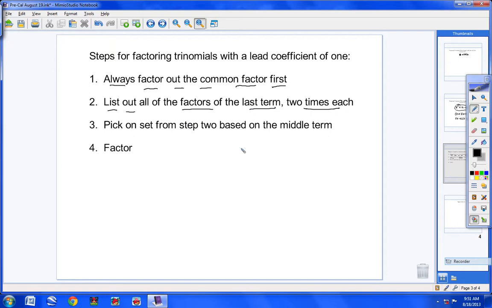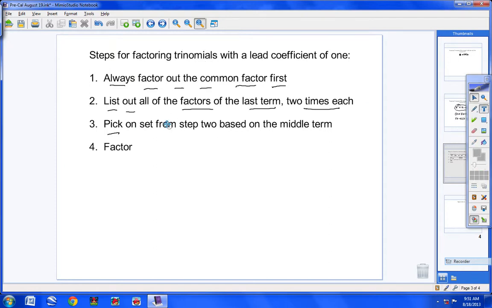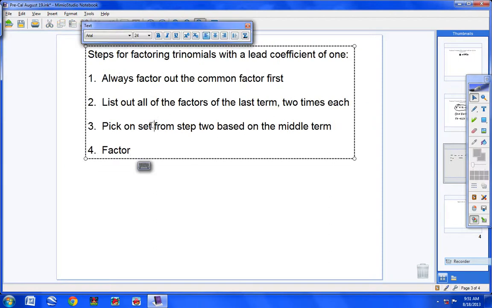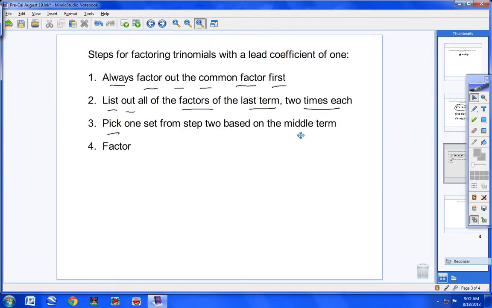I will explain all of this later. Right now it probably sounds like Greek. I'll go over this later. Step 3, pick, that says 3. And you know what? I'm going to fix that right now while I have time to. That should be 1. So pick, there we go. Sorry about that. Pick one set from step 2 based on the middle term. And then step 4, factor. Now I'm moving on. You've got to pause the video and copy those.